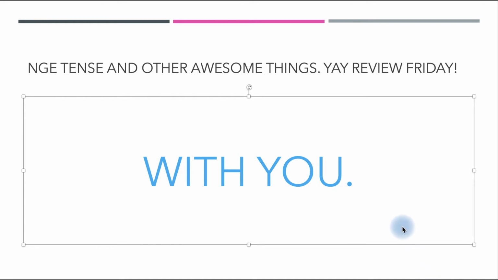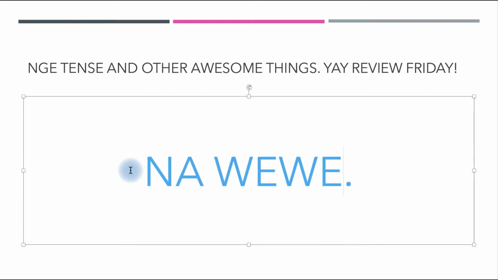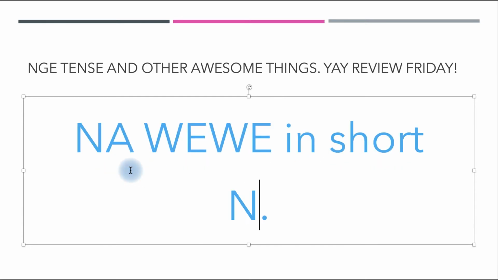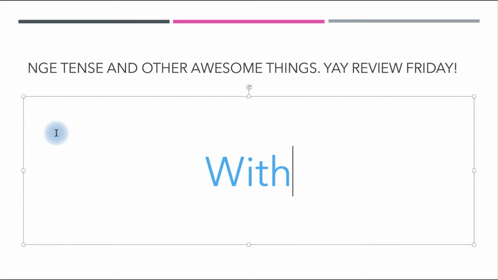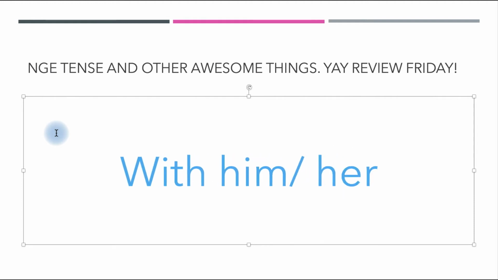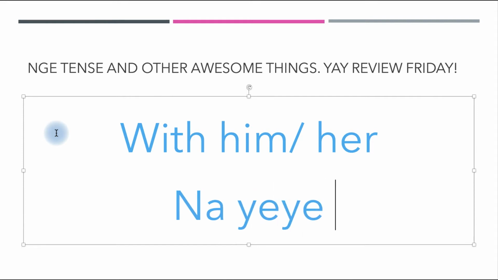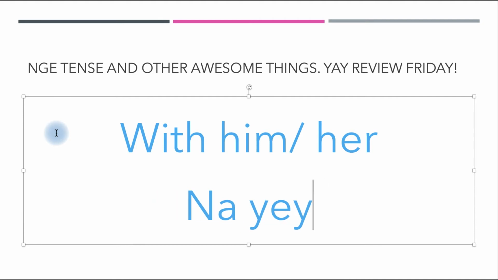So, how do you indicate with you in Swahili? Any ideas? It's very simple, really. Na wewe. In short, we just say na we. If you remember from our previous lessons, wewe is the second person pronoun, so you simply say na and you. That is with you. If you wanted to say with him or her, you would simply say na yeye in full, but often it's just enough to say na ye.